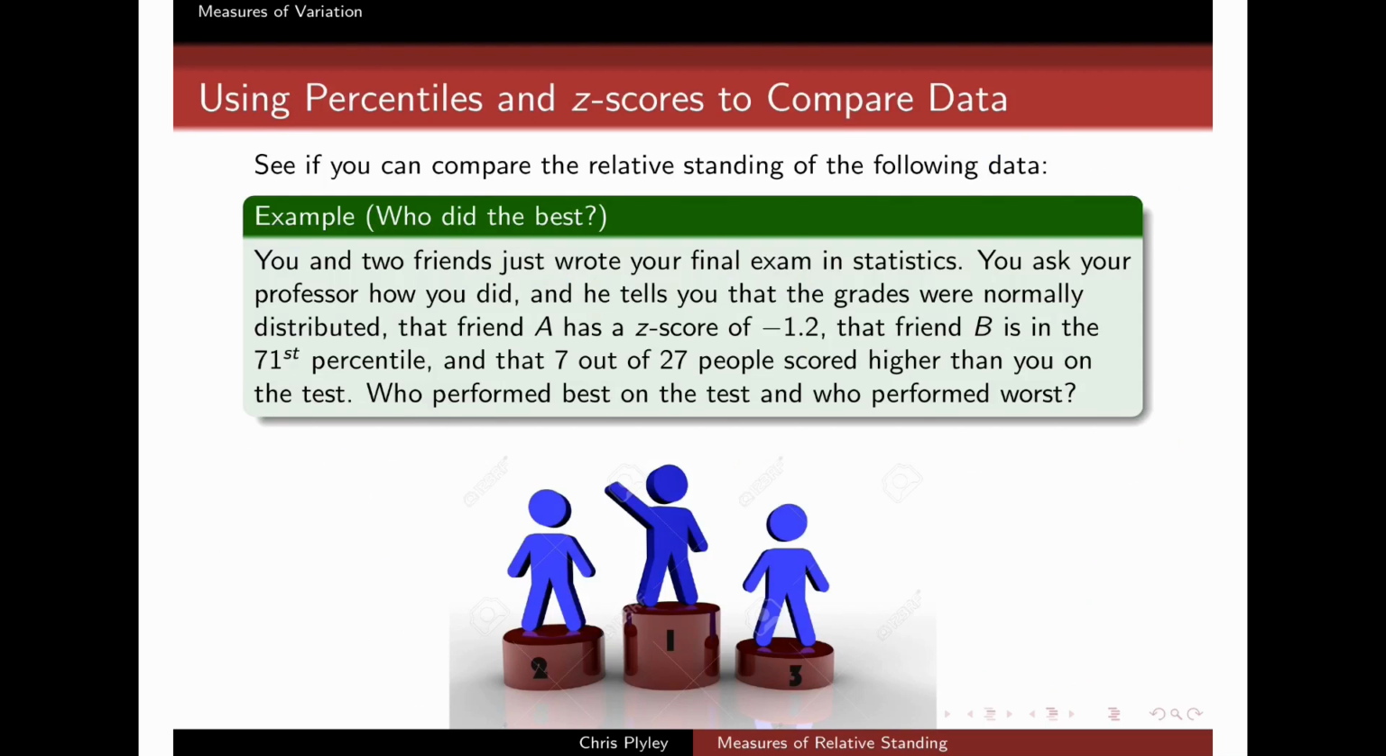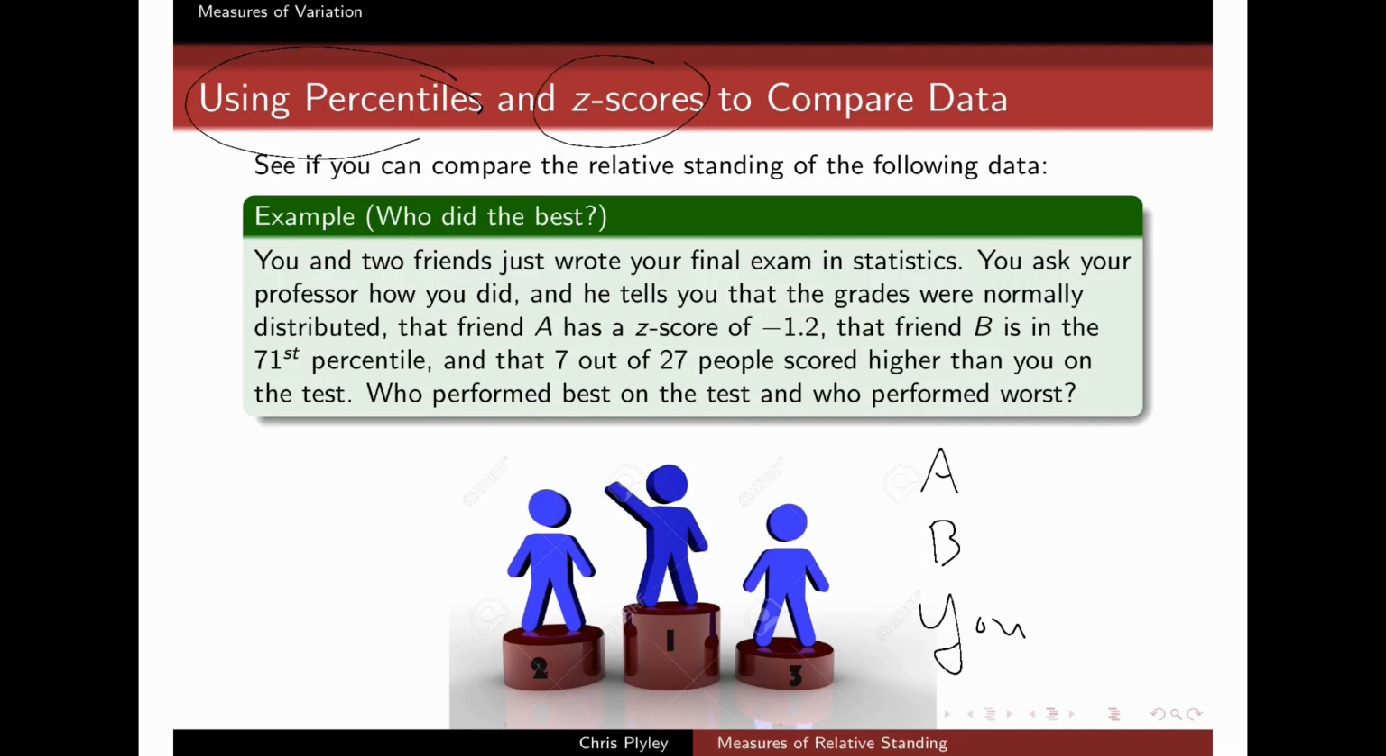So just to do a quick example here, let's see if we can use our knowledge of percentiles and z-scores, etc., to try to compare data. And so try to answer this question right here. The story is that there's 3 people who are writing the same test, friend A, friend B, and you.